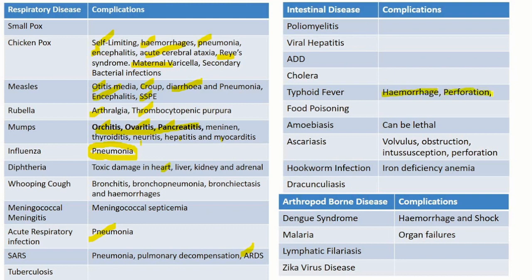Perforation is again a complication of typhoid fever. Amoebiasis, which can be lethal due to the complications. Ascariasis, volvulus, obstruction, intussusception, perforation may be present. Hookworm infection, because of the bleeding, iron deficiency anemia may be present. Dengue syndrome, the most common complication is hemorrhage and shock. Malaria, organ failures are the complications leading to death.